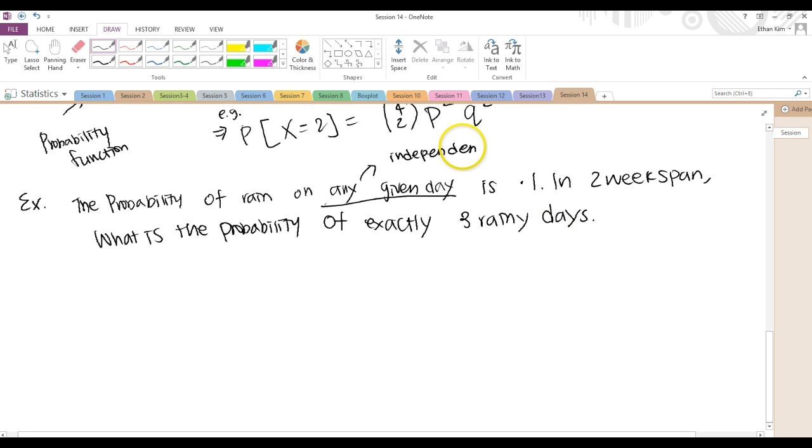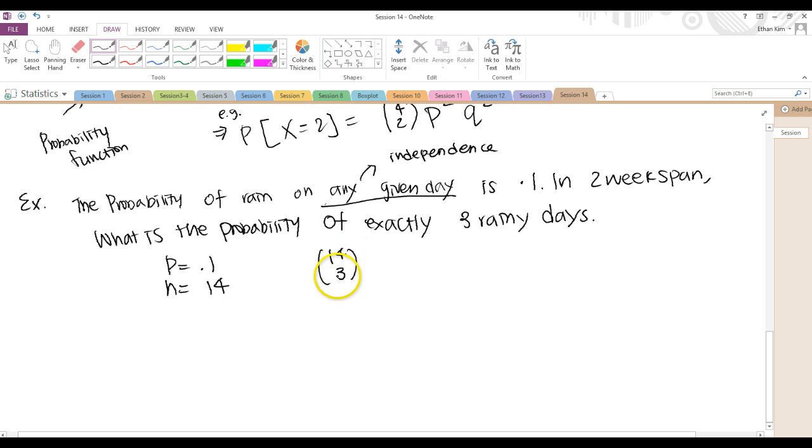So we can use a binomial distribution, right? So probability of rain on any given day, we can say that success is rain, so p can be 0.1. And 2 weeks span, so how many days are in 2 weeks? So n is going to be 14, and we're looking for exactly 3 rainy days. Alright, so this is going to be, first, if we look back to the formula, 14 choose 3.